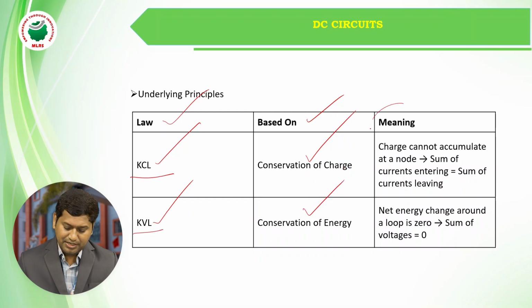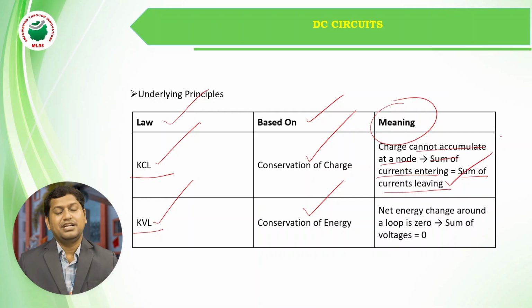The meaning is that charge cannot accumulate at a node. That's why the sum of entering currents must be equal to the sum of leaving currents. Similarly, KVL deals with conservation of energy: the net energy change around a loop is 0. So the sum of the voltages in a loop must be equal to 0.